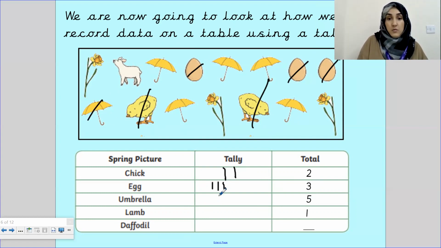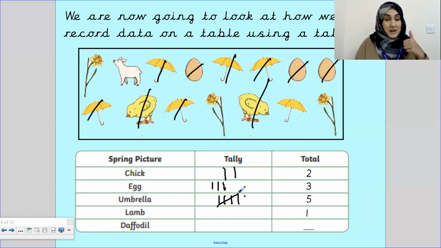1, so I've got 1 there, 2, 3, 4, 5. Oh, stop right there. 5. Well done. Okay, the lamb. Oh, yes, I can only see that there is 1 lamb. That one's nice and easy. 1. Now, how about the daffodils?